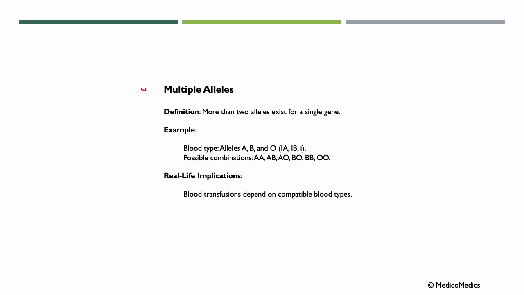Now we also have multiple alleles, where we have more than two alleles existing for a single gene. For example, in blood types, we have allele A, B, and O, and this produces a variation of different combinations. The real-life implication is that, for example, blood transfusions depend on compatible blood types.